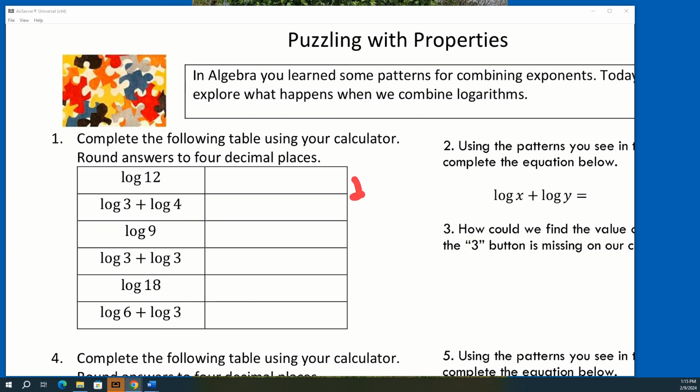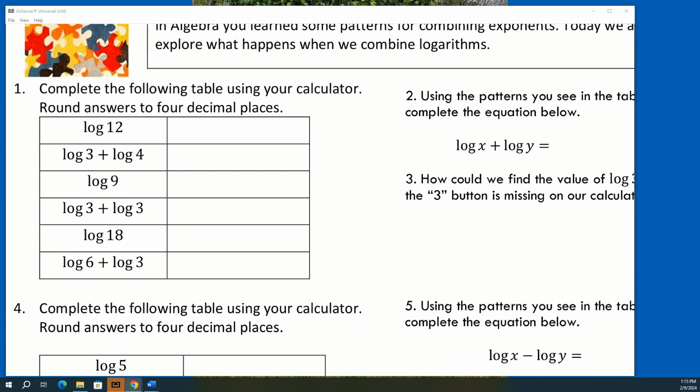Guys, noticed about these two and these two? They're the same. And so that takes us to a logarithmic property that if you do log of x plus log of y, you can write it another way. So in this first case, this is x and this is y and this is what it matched. And then this is x and this is y and this is what it matched.